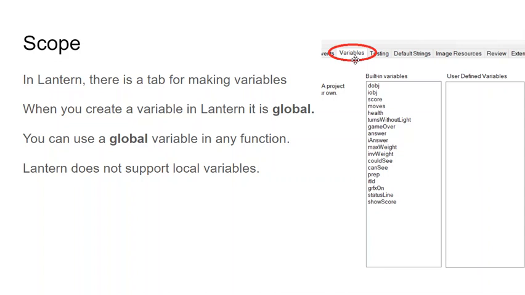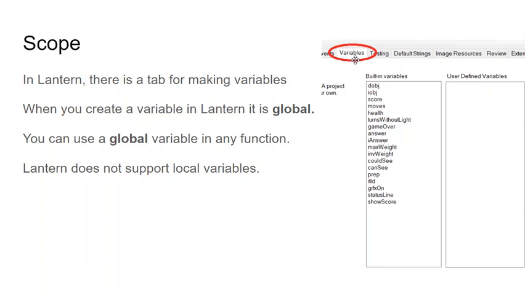So there's a tab for creating the variables, and when you make them, they are global, which means they are visible or usable anywhere. So the health variable, which is one of your variables, is accessible from all of your functions. Every function you have can access the health variable. There are no local variables in Lantern. Local variables would be variables you make inside of a function, inside of your code. Global variables are declared outside of your functions and are accessible to all of your functions.